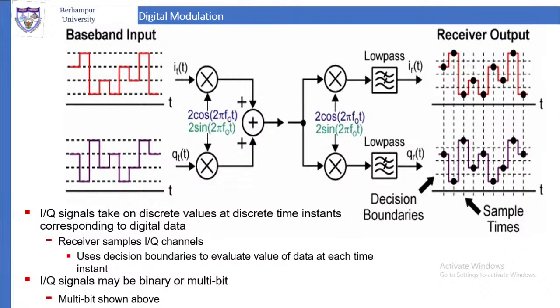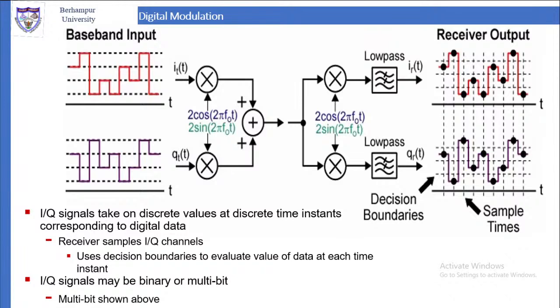So to summarize this discussion, let me tell you this way. IQ signals take on discrete values at discrete time instants corresponding to the digital data. The receiver samples the IQ channels and uses decision boundaries to evaluate the value of data at each time instant. IQ signals may be binary, which means 0 and 1, or multi-bit. Here we have shown multi-bit signals, not binary signals.